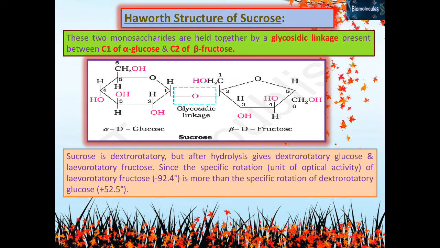So one more concept we'll discuss here. Sucrose is levorotatory. Sorry, make a correction. Sucrose is dextrorotatory. That means it rotates the plane of polarized light in a clockwise direction, plus direction, positive direction. But after hydrolysis it gives dextrorotatory glucose and levorotatory fructose. This you know. Glucose is dextrorotatory, fructose is levorotatory, you know that.